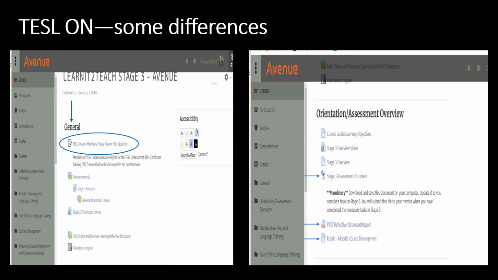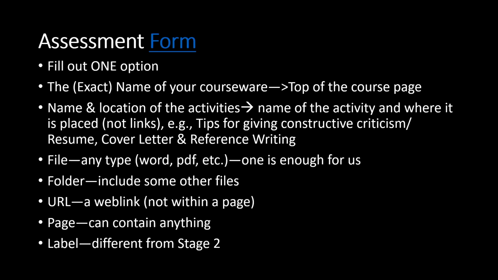Thanks, Paul. So once more, a quick review of the assessment form. As I mentioned, fill out one option for blended or fully online. The exact name of your courseware is at the top of your course page. Then the name and location of the activities. So the name of the activity and where it is placed, not links. For example, tips for giving constructive criticism is the name of the activity, and where it is placed is under the resume, cover letter, and reference writing topic in my course. So I just took an example from my course.